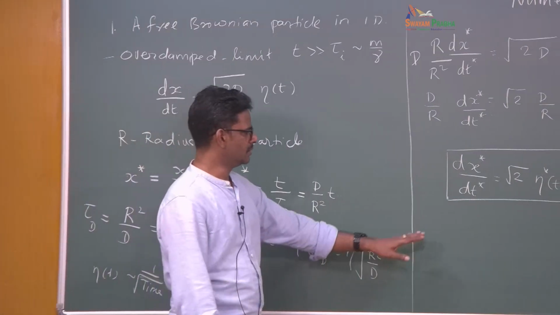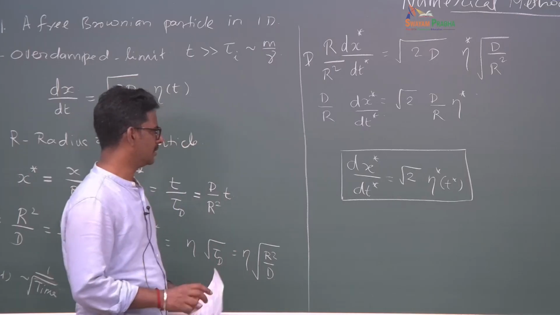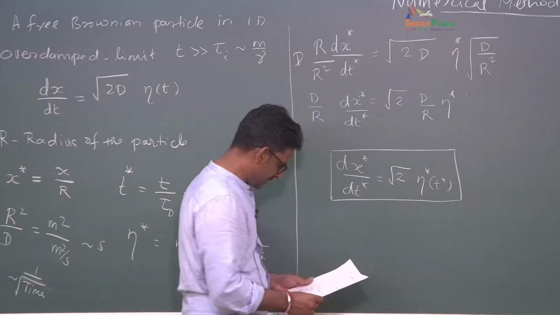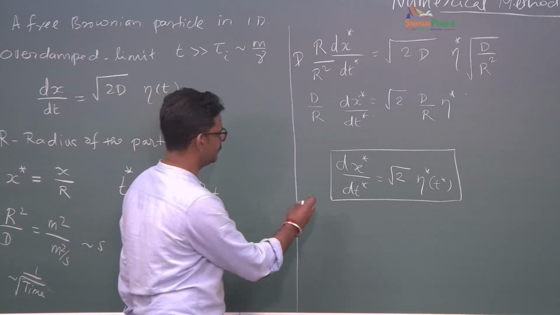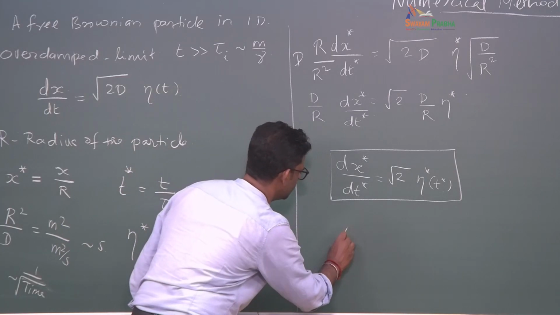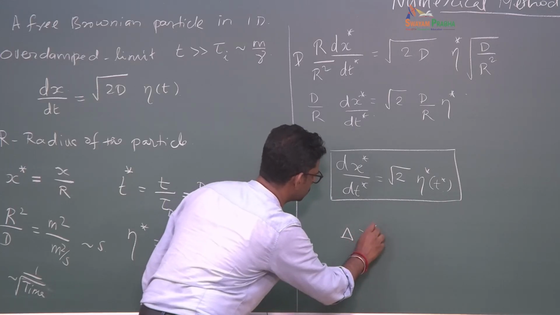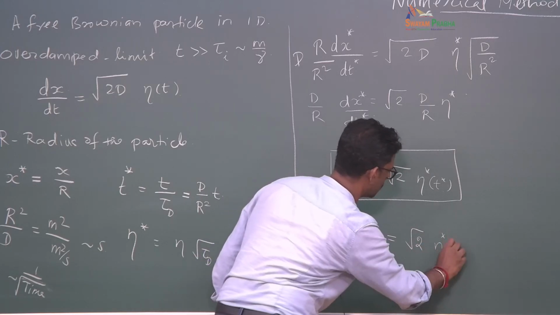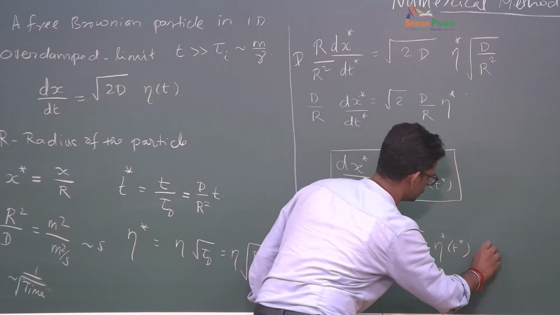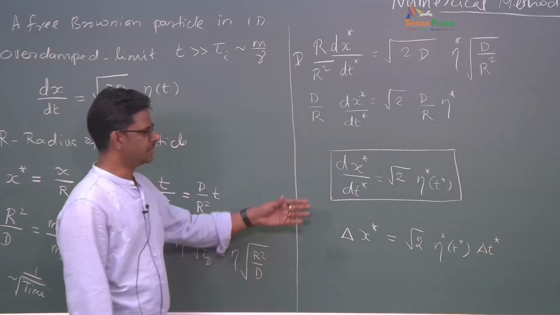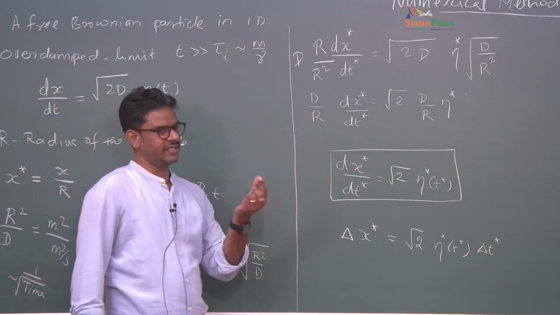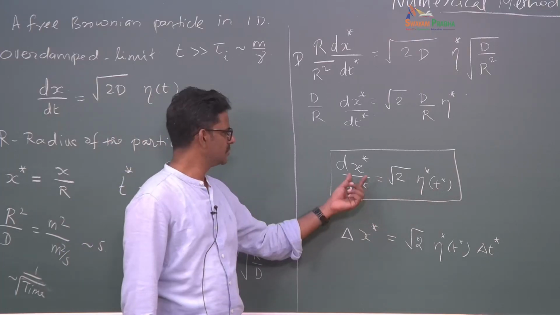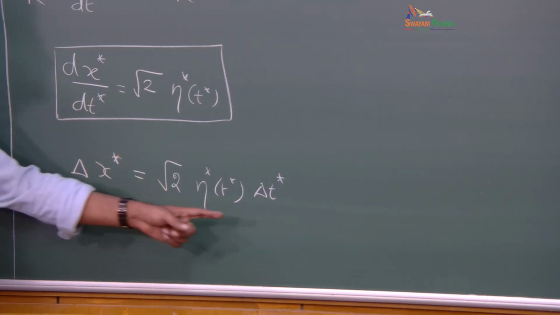So now we want to solve this particular equation numerically. Now when we try to do this, what we will do is write it in a discretized form. This is a differential equation, and we take a small delta t. Over that delta t we discretize this equation, so dx becomes delta x, dt becomes delta t.